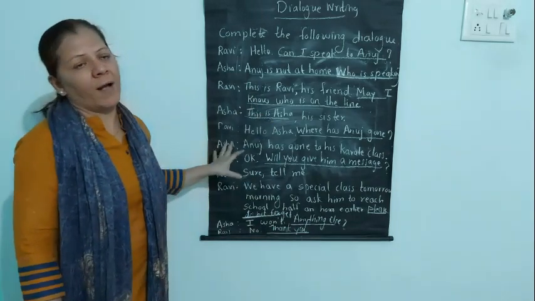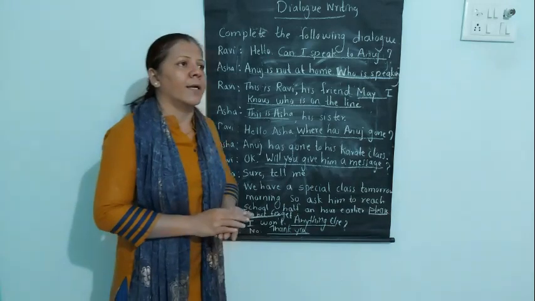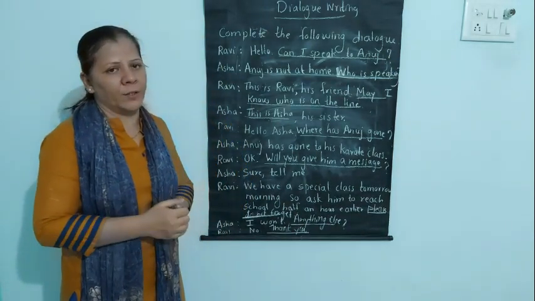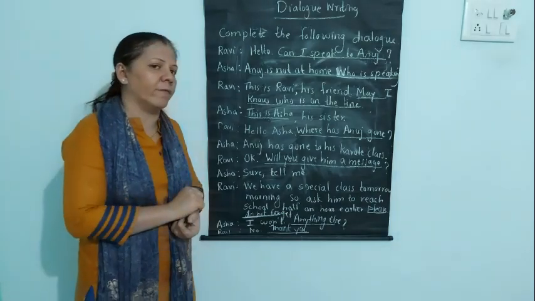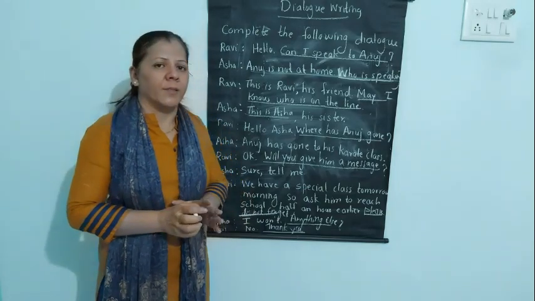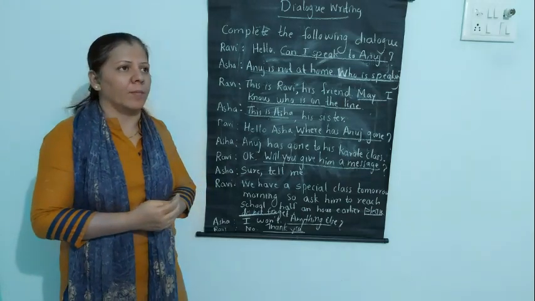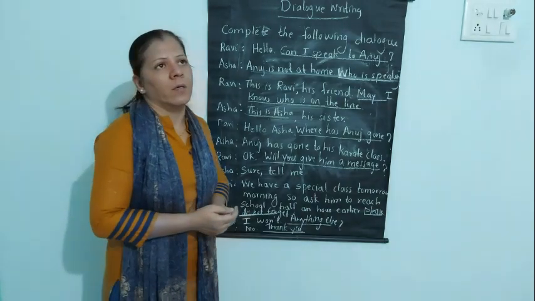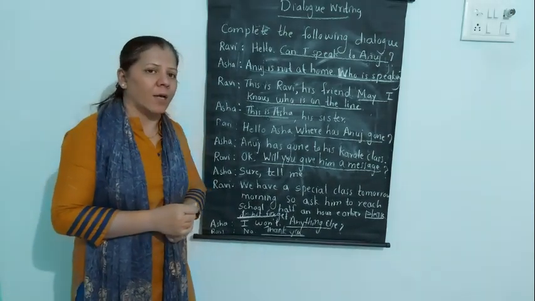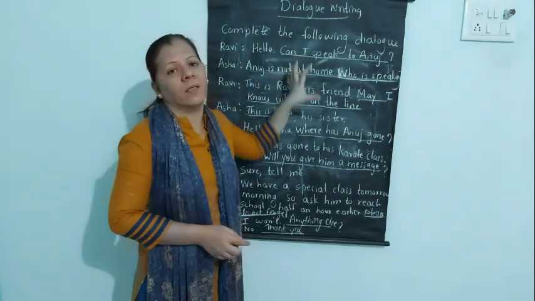So in this way, you have to complete the dialogues. For the second question, dialogue writing, when the topic is given, dialogue creation means you are given the topic and you have to create dialogues. At that time, you have to write a minimum of 5 dialogues for each. Okay, I hope you have understood how to write or how to complete a dialogue.